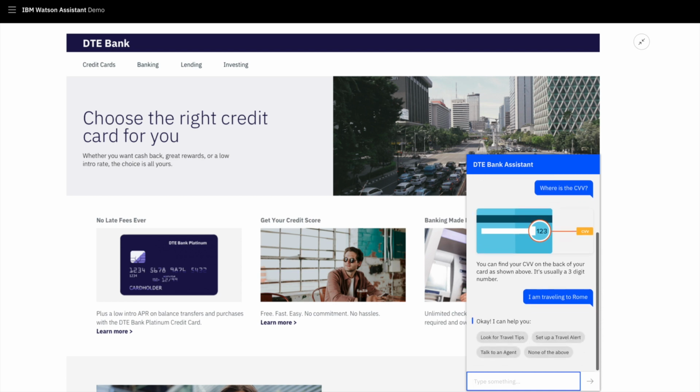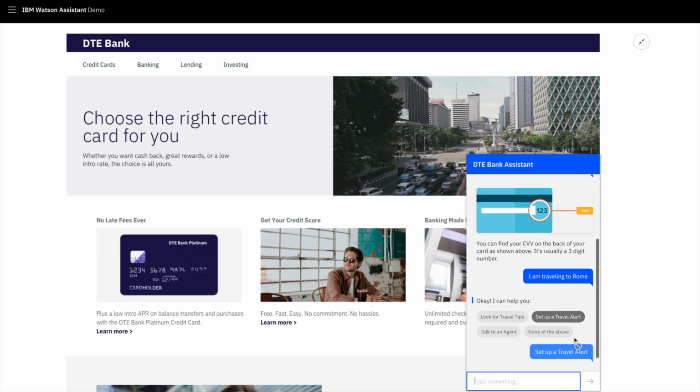I'm traveling to Rome. And now this is an example of an FAQ that I have not given enough context to the system to. It isn't sure exactly what I mean when I say I'm traveling to Rome, but it knows that that intent looks similar to intents that the assistant has been trained on, including looking for travel tips or setting up a travel alert. This is an example of disambiguation. Watson is able to guess what you were intending and provide you a few examples of ways that it can help. I want to set up a travel alert.